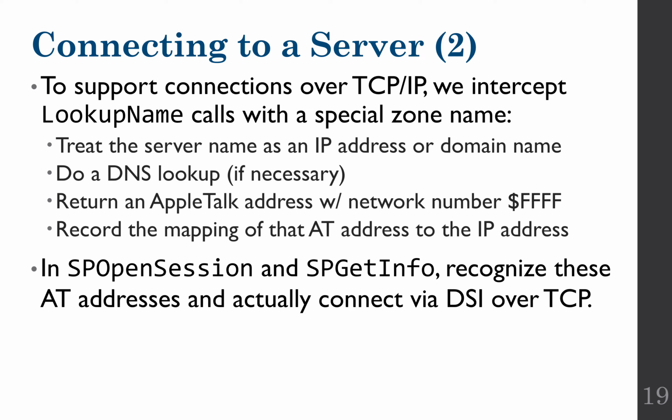And then if it uses a special zone name, which is AFP over TCP, possibly followed by some option codes, then we treat the server name as an IP address or a domain name. If it's a domain name, we do a DNS lookup. And then we make a mapping from a certain AppleTalk address, which we'll specify, to an IP address.